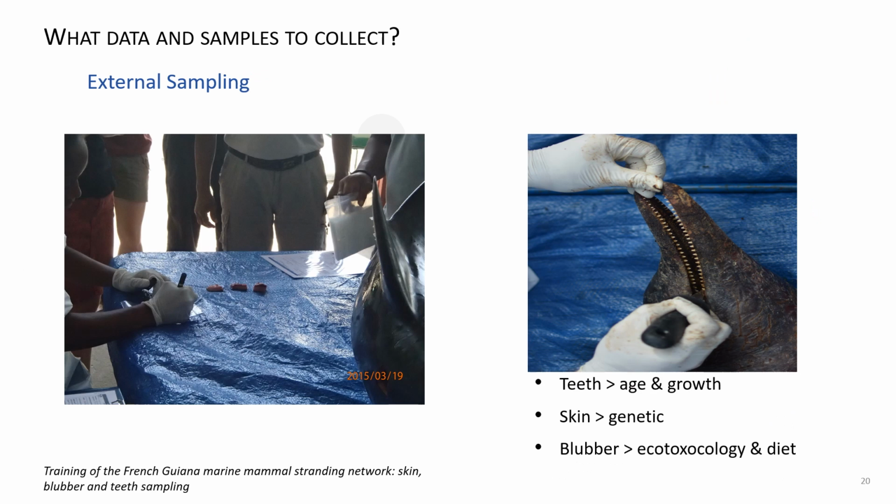These are examples of external sampling. Teeth: you can have information on age and growth. Skin: you can make studies of genetics. And blubber: you can search for ecotoxicology information and diet.